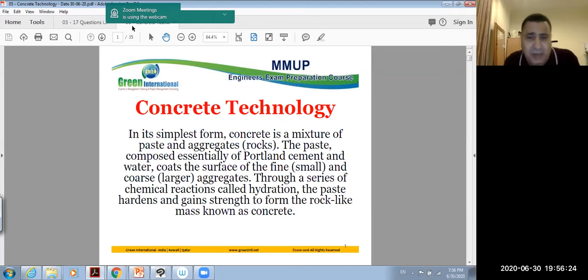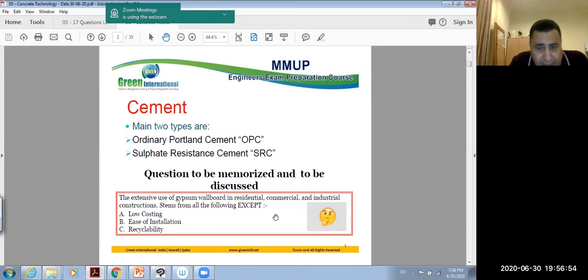Let us go to our slides. Concrete technology, guys, is very simple. In its simplest form, concrete consists of aggregate, rock, cement and water. The mix is composed essentially of Portland cement, water, fine aggregate, sand and coarse aggregate. Through a series of chemical reactions, the cement hydrates and gains strength, forming the rock-like mass known as concrete. For cement, we have two main types: ordinary Portland cement, OPC, and sulfate resistant cement.